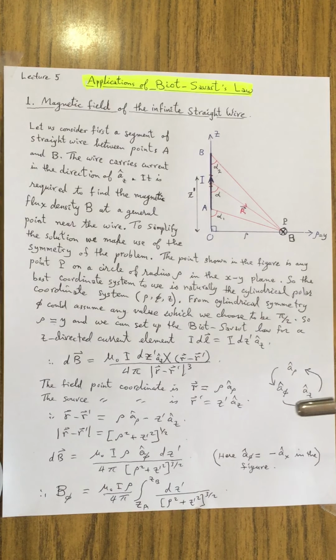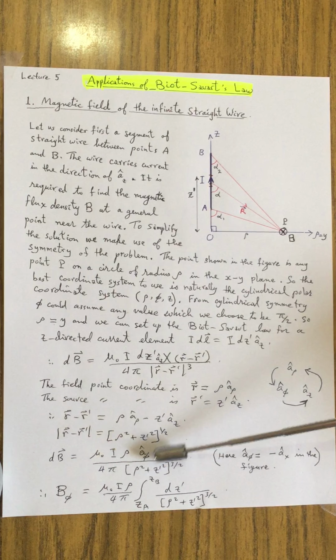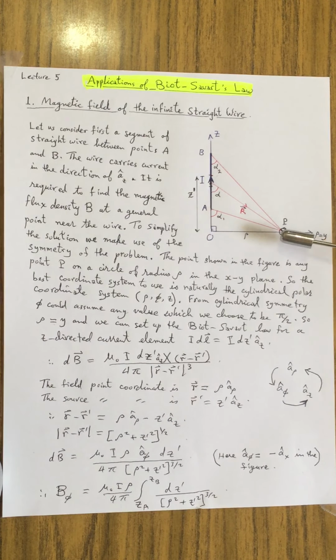So carrying out the cross product, the direction of the magnetic field now is along a_phi, and a_phi is minus a_x in this figure, in the x, y, z coordinate system. Now to find the magnetic field, we integrate from z_A to z_B.